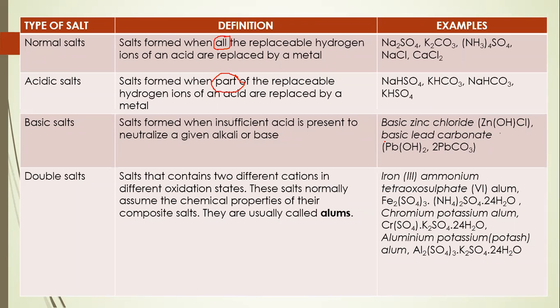Now I'm mentioning these formulas in case you are using a phone and they are not really appearing, so you know what we are talking about. This table shows you the types of salt, their definitions and examples. I'll go over again. Normal salts are those where all replaceable hydrogen ions of an acid are replaced by a metal. Then acidic salts, where only part of the replaceable hydrogen ions of an acid are replaced by a metal. Basic salt, where there is insufficient acid present to neutralize a given base or alkali. Then double salt, which contains two different cations in different oxidation states. These double salts are usually called alums.